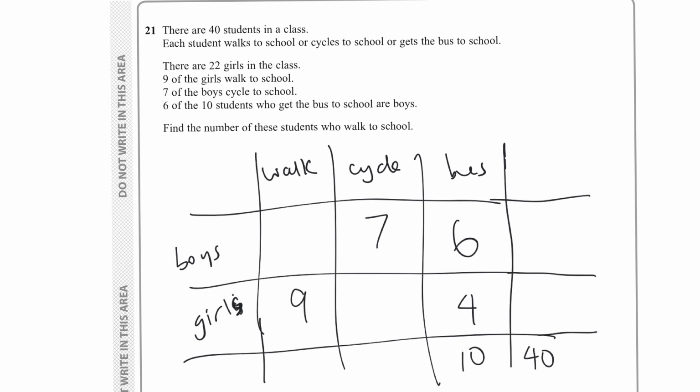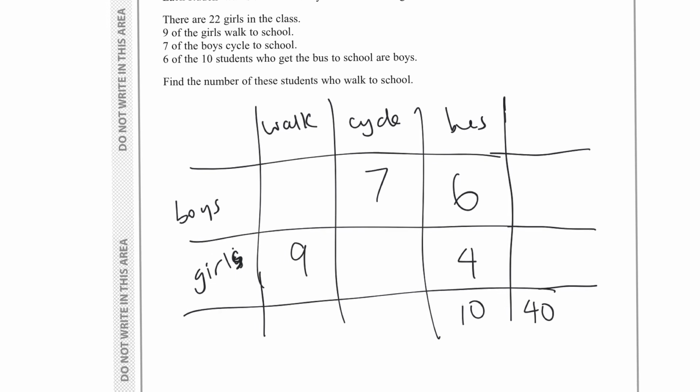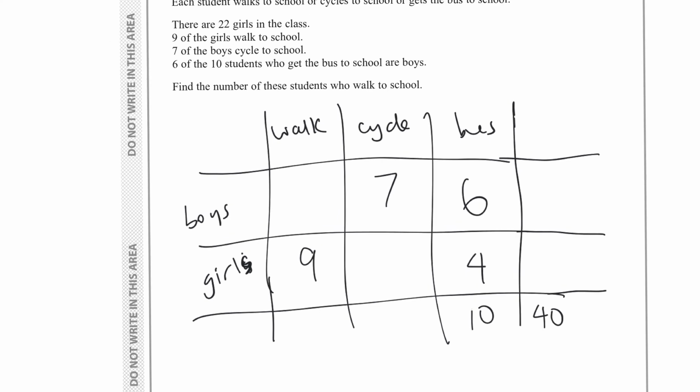So in terms of this now, we know that there are 40 students in total and 22 of them are girls. So if 22 are girls, and we know 4 take the bus, 9 walk to school, therefore we are going to do 22, take away 4, take away 9 to work out how many girls cycle. So then that should leave you with an answer of 9.